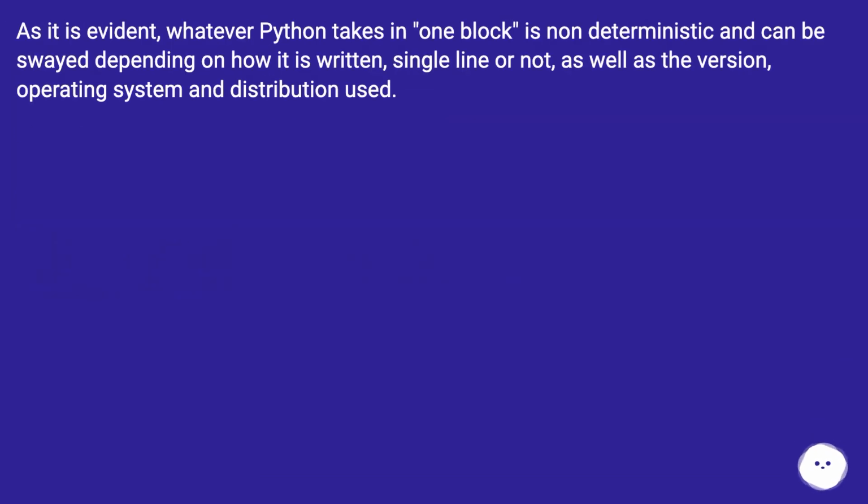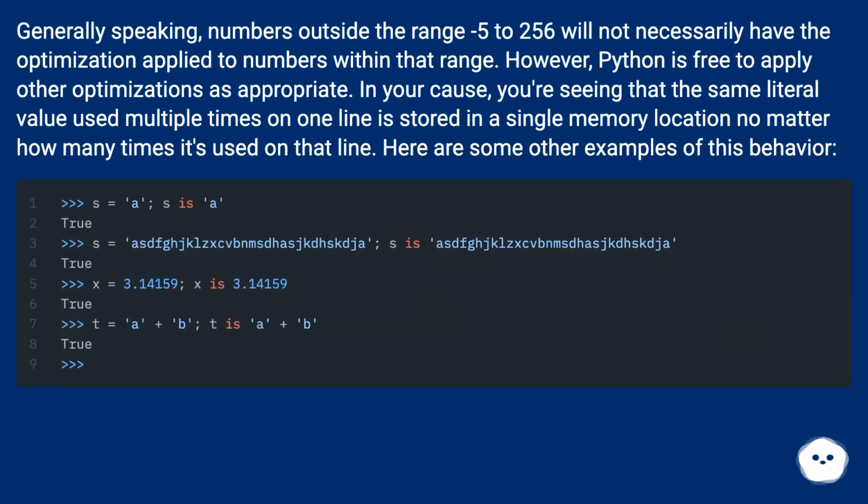As it is evident, whatever Python takes in one block is non-deterministic and can be swayed depending on how it is written, single line or not, as well as the version, operating system and distribution used. Generally speaking, numbers outside the range -5 to 256 will not necessarily have the optimization applied to numbers within that range. However, Python is free to apply other optimizations as appropriate. In your case, you're seeing that the same literal value used multiple times on one line is stored in a single memory location no matter how many times it's used on that line. Here are some other examples of this behavior.